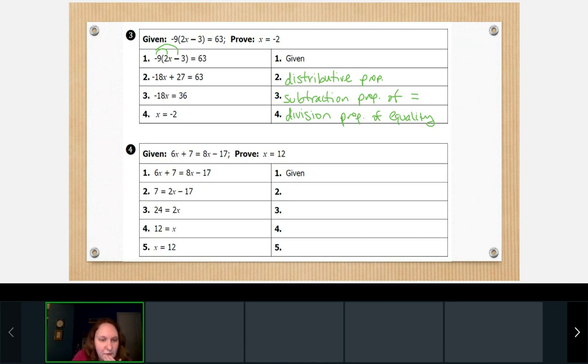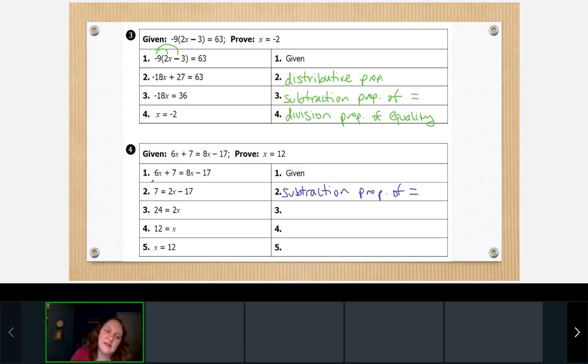Number 4 says 6x plus 7 equals 8x minus 17, and we're going to prove that x equals 12. So I start with the original problem, and that is given to me. Now, number 2, it just says 7 equals 2x minus 17. The 6x, where did 6x go? I subtracted it from both sides. So we write subtraction property of equality.